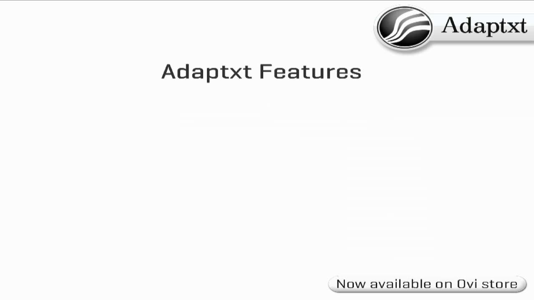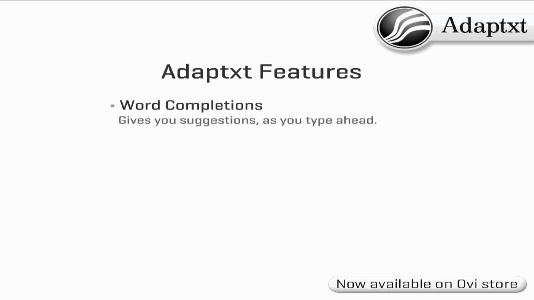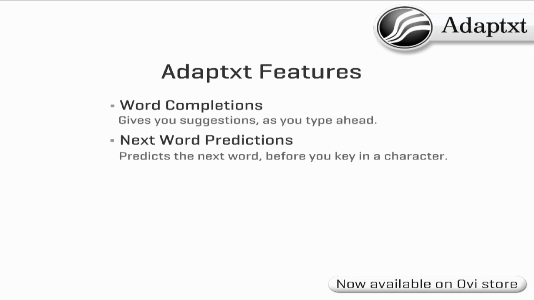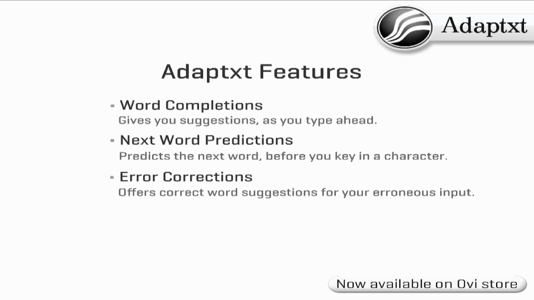The amazing features of the new Adaptxt will help users in avoiding big problems like slow typing and errors in typing. Word completions give you completions of the word as you type ahead. Next word predictions help you by predicting the next word even before you key in the character for the next word. Error corrections give you error-corrected suggestions by accounting for errors made when hitting the adjacent keys, missing one more character, or inserting a character by mistake, etc.